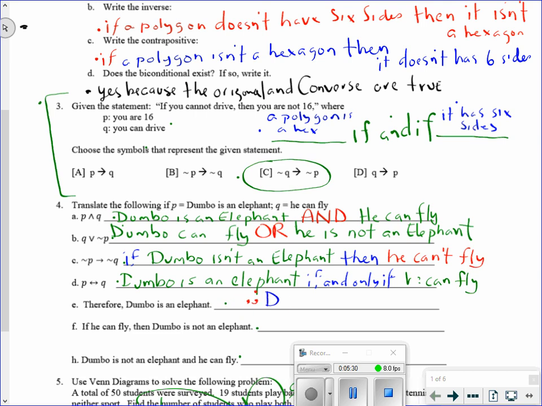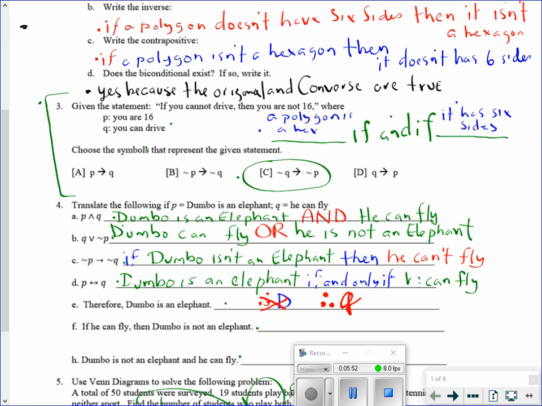E, put me on pause, come back and check your work. Therefore, and that's the symbology for therefore, right? The three little dots. Therefore, D. So I'm writing, oops, I should not have written D. I should have written, Dumbo is an elephant, right? I should have written therefore Q. My apologies. Okay.